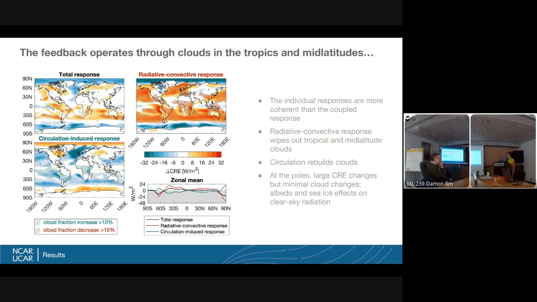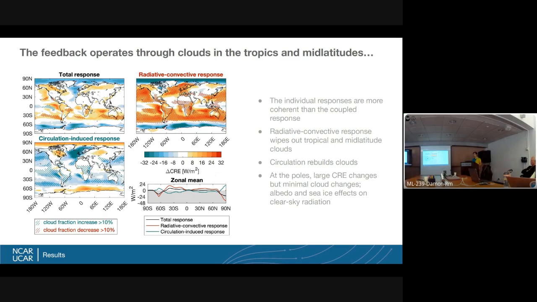I did want to bring in clouds, and I never look at clouds, but I thought this was really interesting. The total response and cloud radiative effect. Cloud radiative effect, you compare the scene with clouds to the scene without clouds and look at the differences in shortwave and longwave. So this is the total cloud radiative effect.